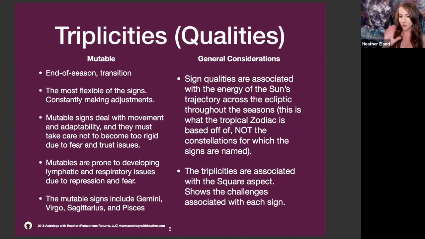And then, so we'll get into that. So this is associated with the square aspect. So it shows the challenges associated with each sign when we're really looking at the different qualities. So there is a focus on the challenges that these signs must overcome or face based on these different qualities.